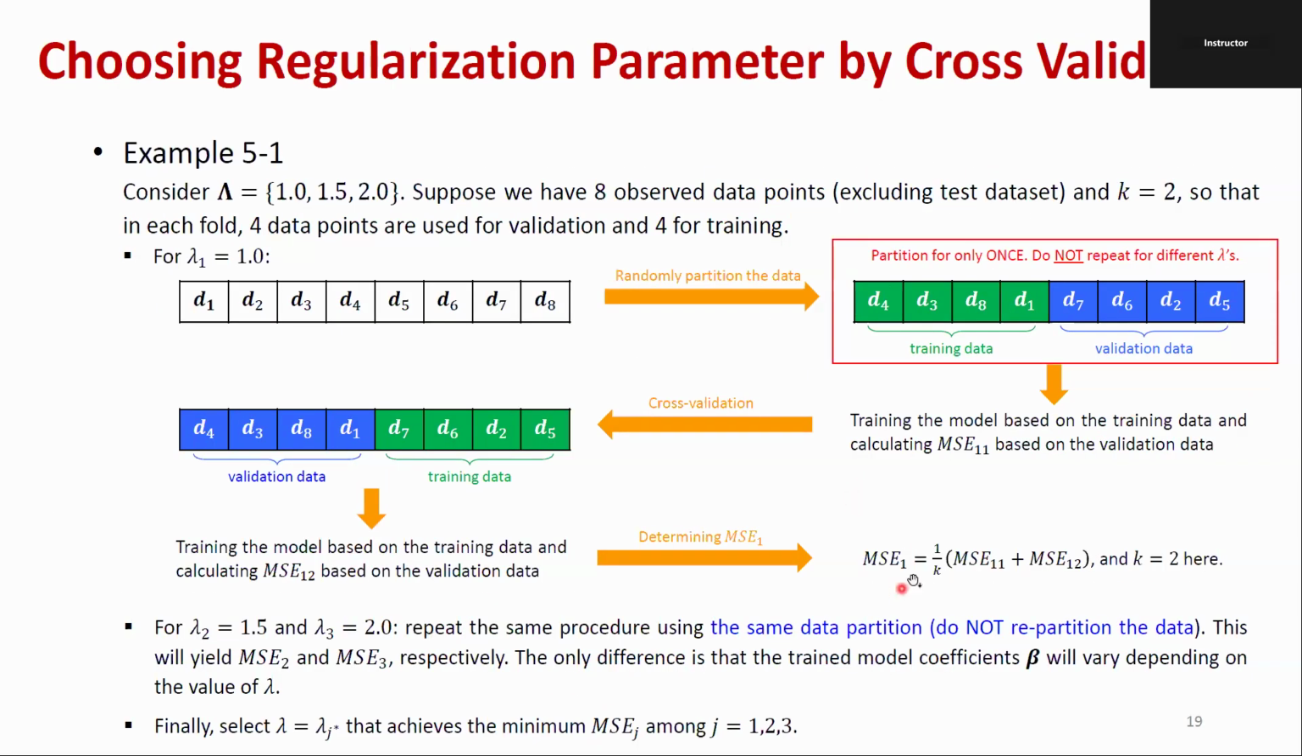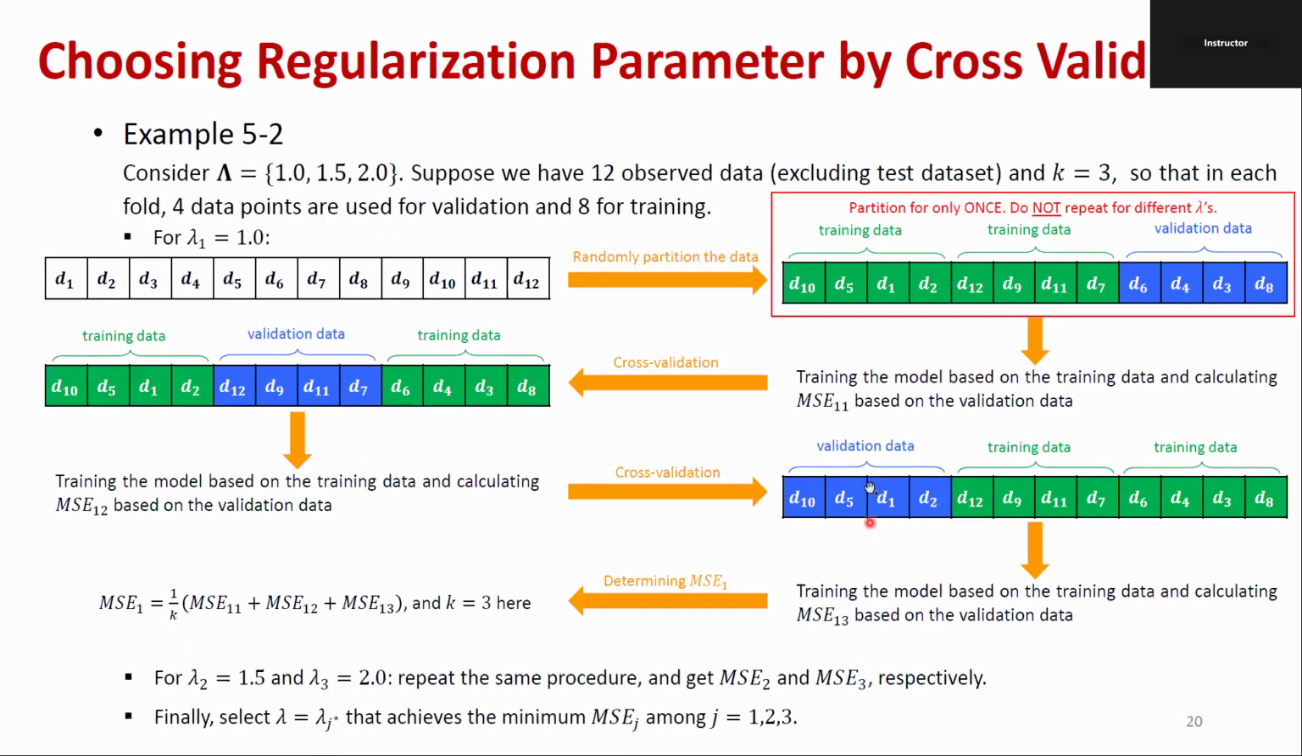Several things. Everybody gets the point. So suppose my MSE1 is 100, MSE2 is 200, MSE3 is 300. So of course, MSE1 is the smallest, and hence I will choose lambda 1 as my hyperparameter. So that's the thing. Second example, similar, but this time we have three groups, k equal to 3.